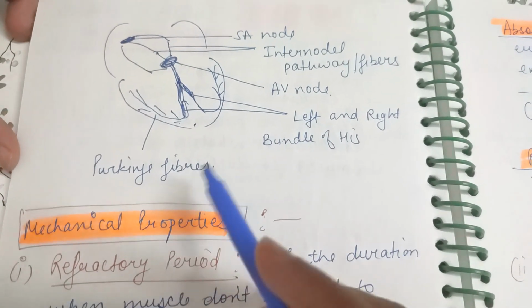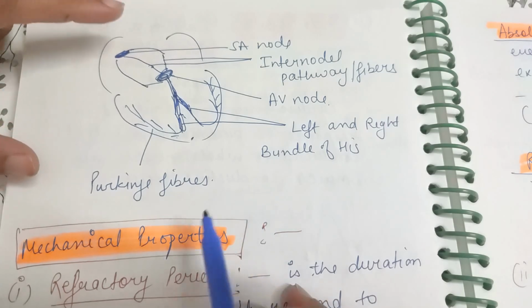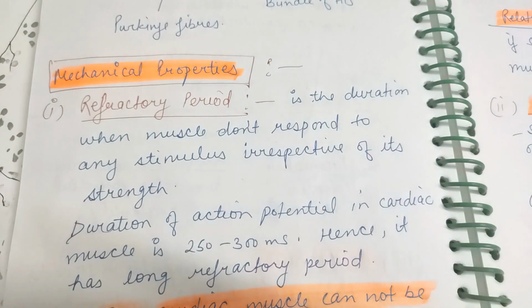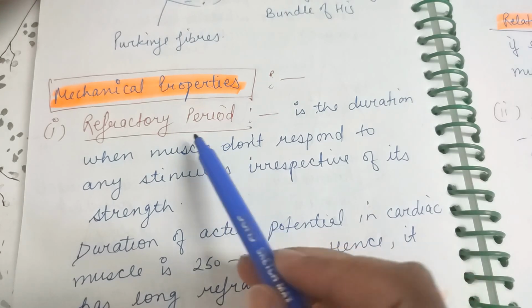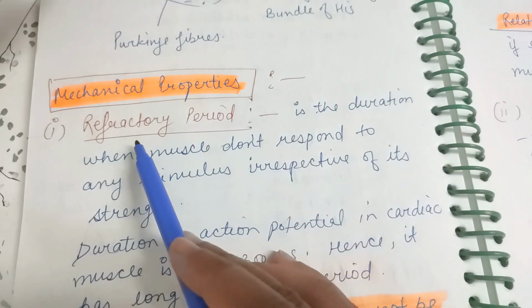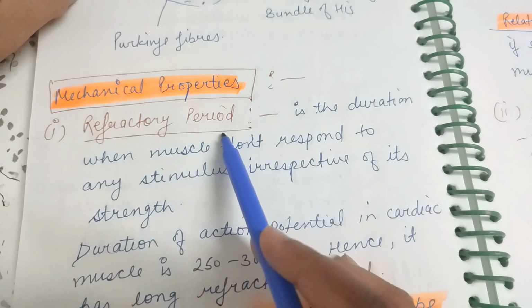Okay, so this was all about electrical properties. Now coming to the mechanical properties of the heart. These properties are also very simple. If you have gone through amphibian physiology, this will be very simple again. Starting with the refractory period, which is very important.